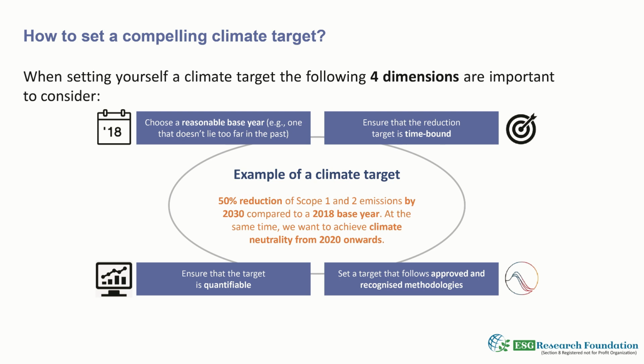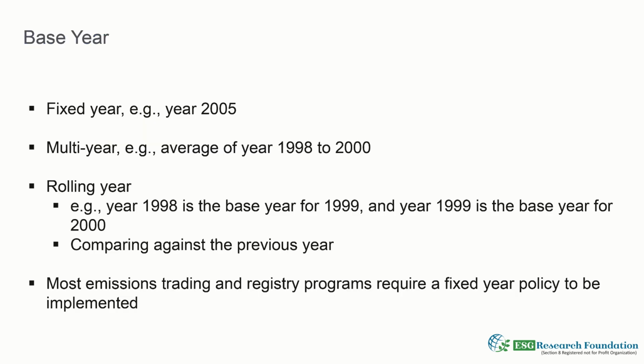So, what a base year could look like, say, it could be a fixed year like year 2005, or it could be a multi-year average, or it could be a rolling year in certain instances. So there could be different variations towards setting the base here, and most of the emission trading and registry programs require a fixed year policy for simplicity and other reasons as well.